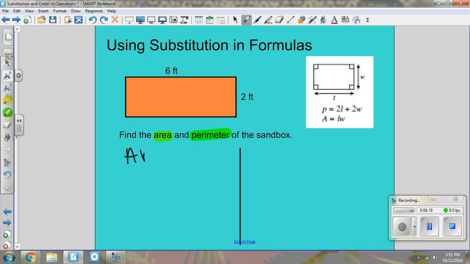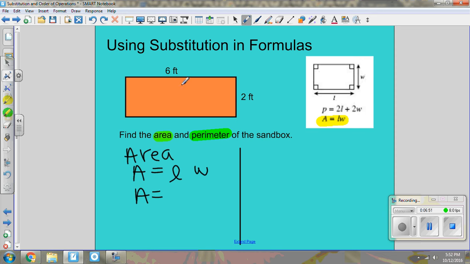I know I'm finding the area. I'm looking on my formula sheet, and my formula for area is L times W. The L is the length of the rectangle, and the W is the width. So now I'm going to rewrite my formula, but instead of these variables, I'm going to fill them in. Let's just start by writing the formula, and now I can substitute the values from my rectangle so I can solve my problem. I still don't know what the area is, so I'm just going to keep my A.